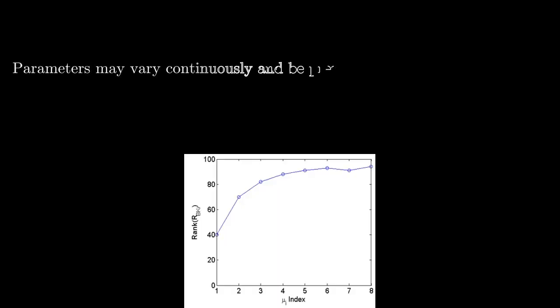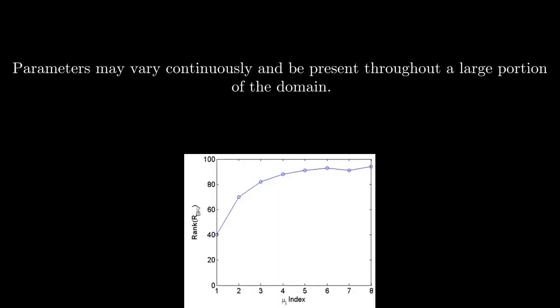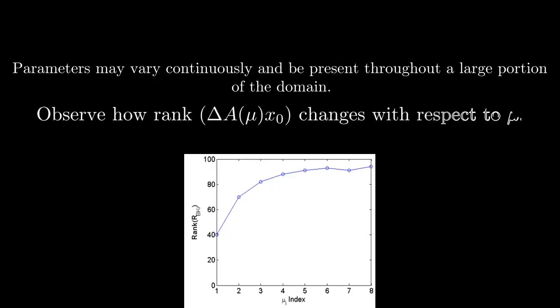In the previous video, we saw the mass spring damper example where parameter variation was introduced to a single element of the system matrix. However, in general, parameters may be spread throughout the system and vary continuously within the given range. We find, however, that it is not necessary to integrate over the entire range of parameters. If we randomly select mu sub i's, we find the rank of the perturbed matrix delta A phi sub 0 converges by about the sixth mu sub i.